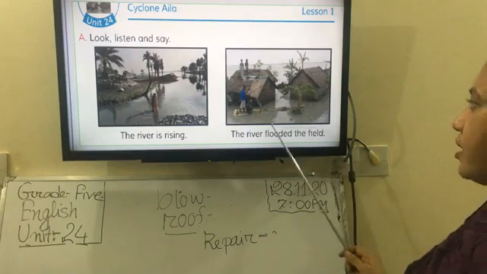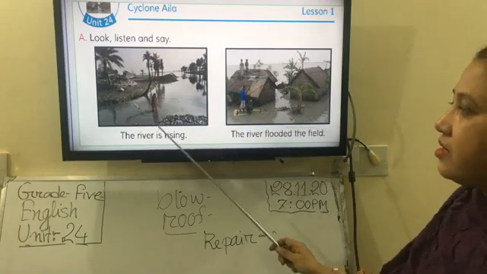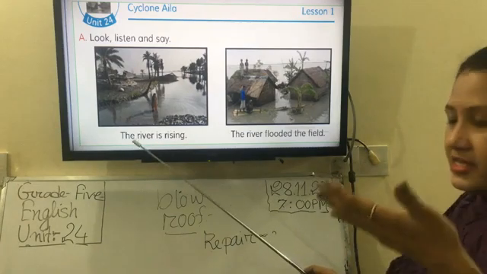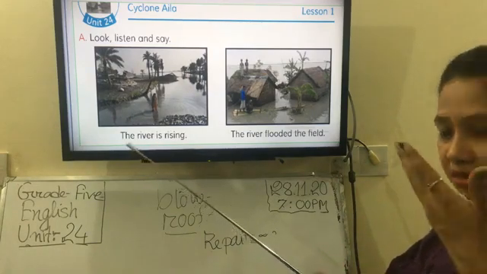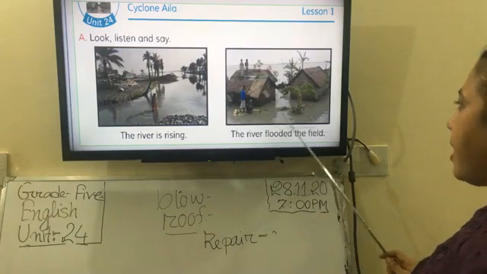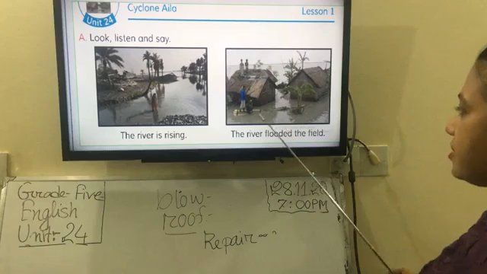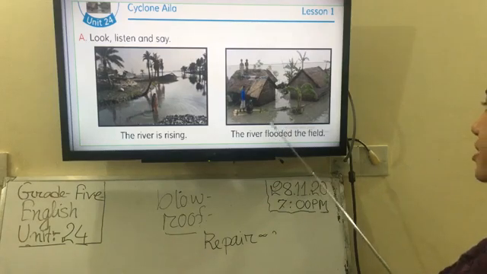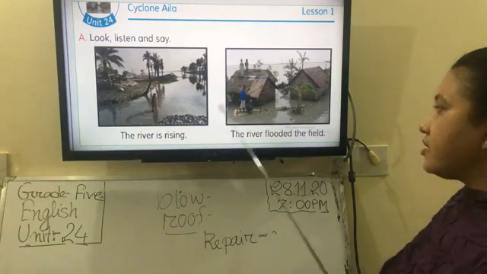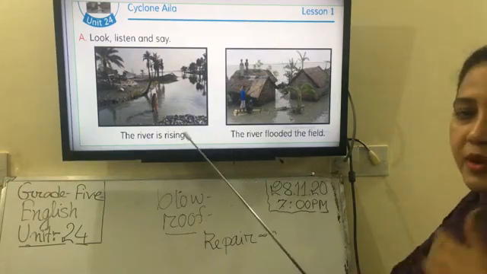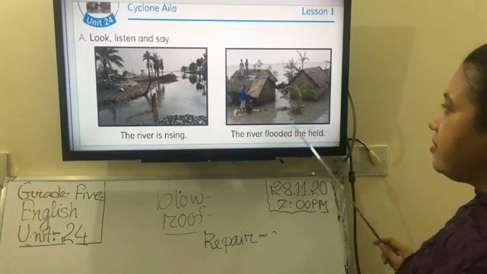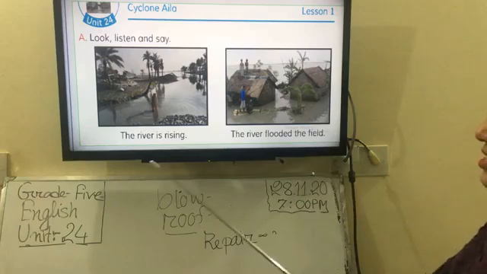You can also see one picture. This is the river. This is the village. The river is rising. The water is rising. The river flooded the field. You can see there is a house. The house is full of water. This is called flood. In the rainy season, after heavy rainfall, the river is full of water. Then the water floods the village.